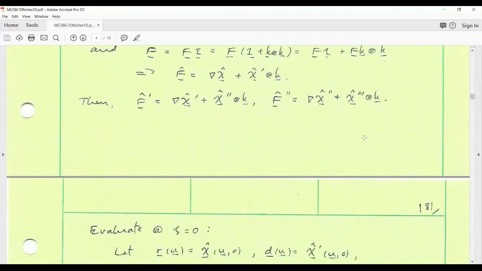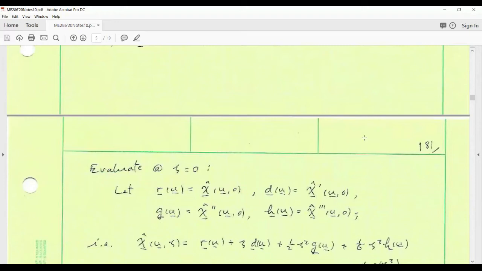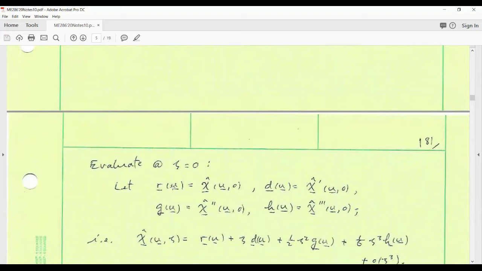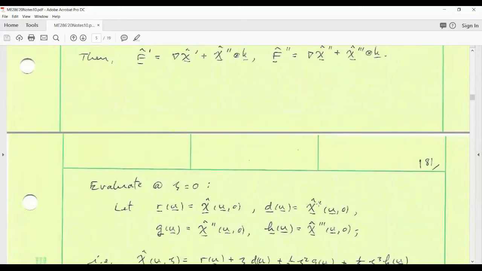And the theory requires us to evaluate all these quantities at the midplane where zeta equals 0. So for example, when zeta equals 0, the deformation itself becomes a function only of u. Let's call it r of u. So r of u gives us the deformation of points on the midplane. We also require chi prime evaluated at the midplane. That becomes a function of u. Let's call it d of u. Notice that chi in the midplane and its zeta derivative evaluated at the midplane have nothing to do with each other, right?